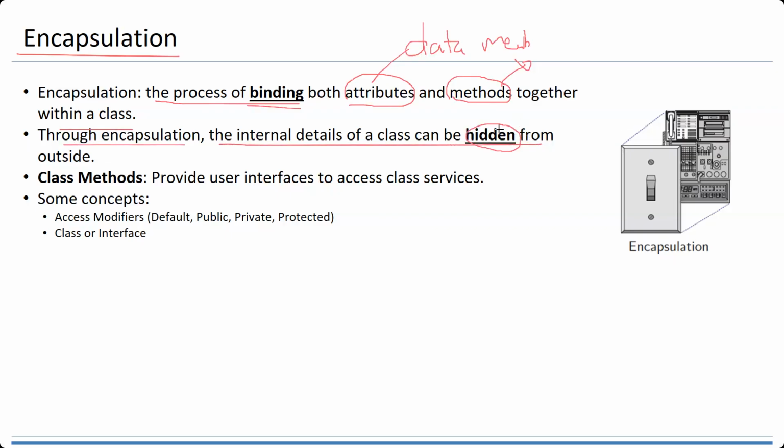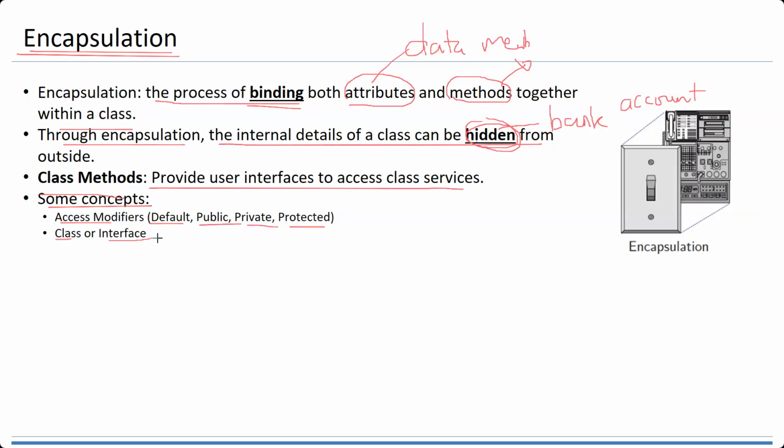For example, in some cases, let's say you have a bank account. Of course, this is private information, the private numbers, the private data. We cannot share the data, so it should be hidden. That's why we can use encapsulation for this purpose. The class methods provide a user interface to access the class services. And there are some concepts. For the access, we can set it as default, or we can set it as public, private, or protected.